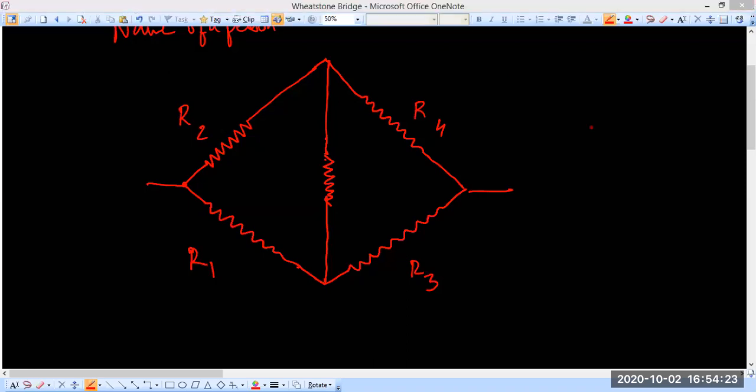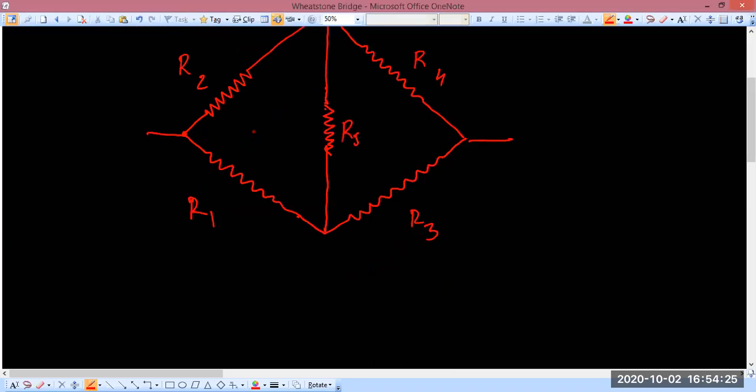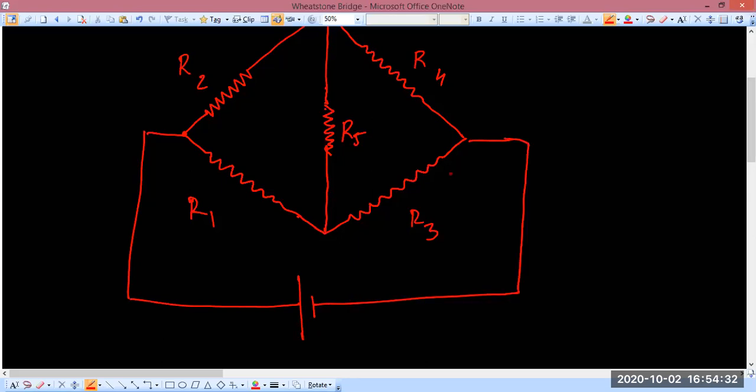Okay, and let's say this is R5 and we connect a battery like this, right? Battery with some terminal voltage V.